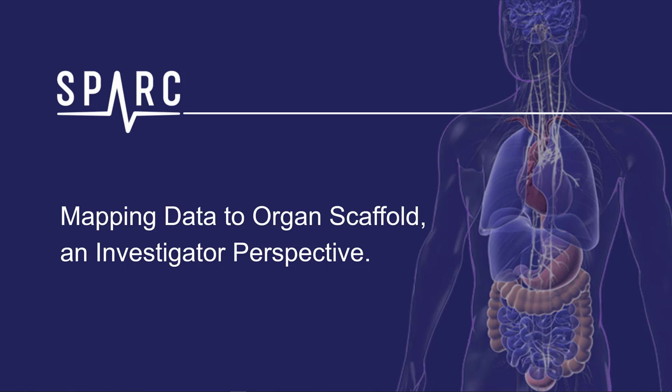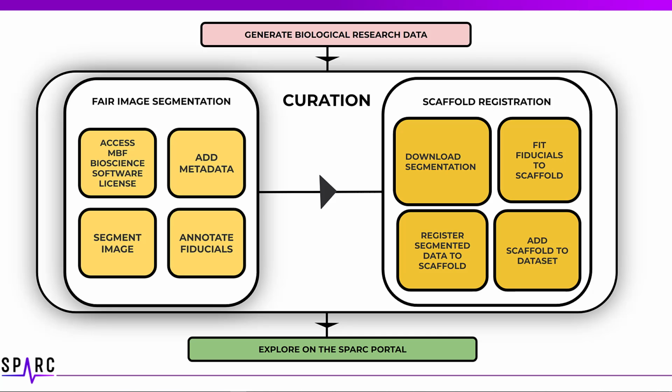This tutorial shows how a SPARC investigator can segment, annotate, and curate their image data, and then map these data to an organ scaffold to visualize and compare them with other datasets mapped to the same scaffold. The SPARC investigators are generating biological research data, which is made publicly available on the SPARC portal.